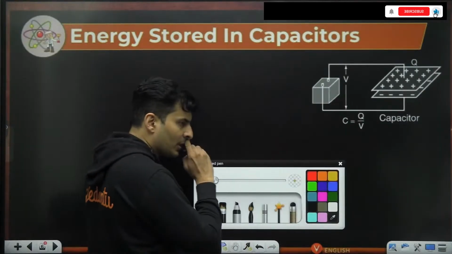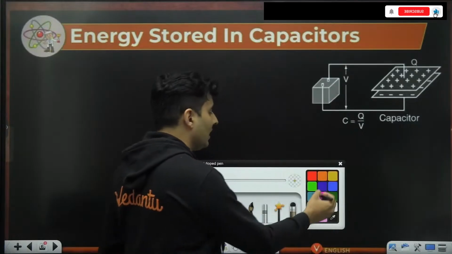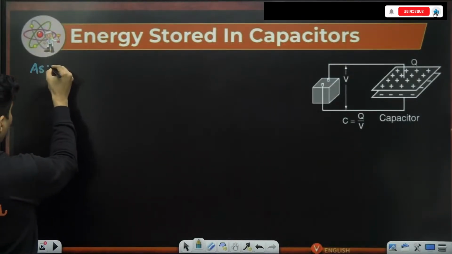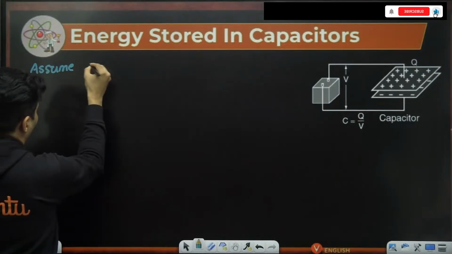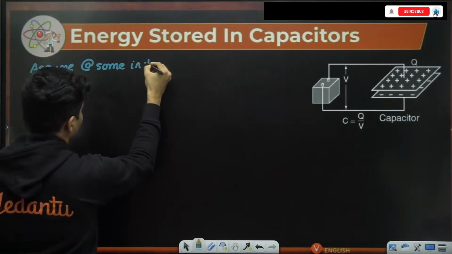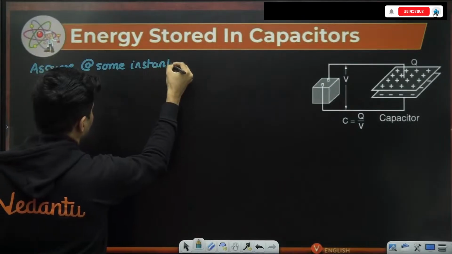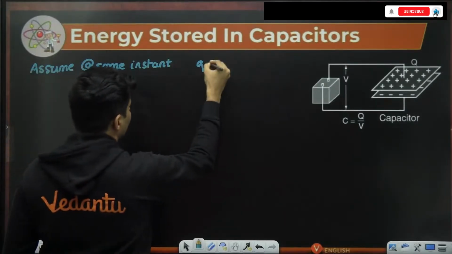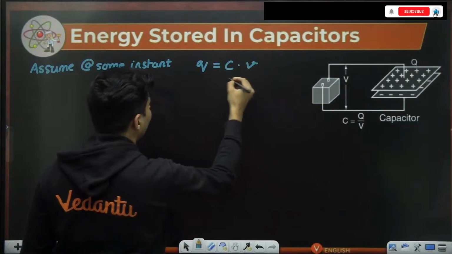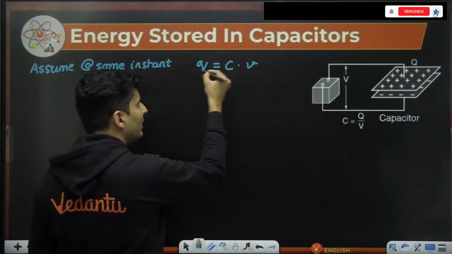Okay, so here is what we do. Let's basically assume at some instant, the charge is Q, the capacitance will be staying constant, the voltage is V. So both of them will change.